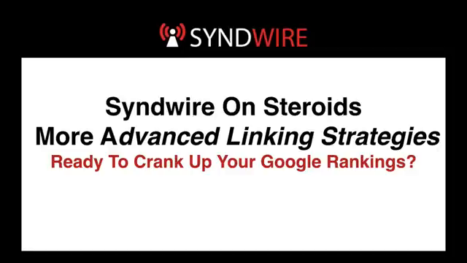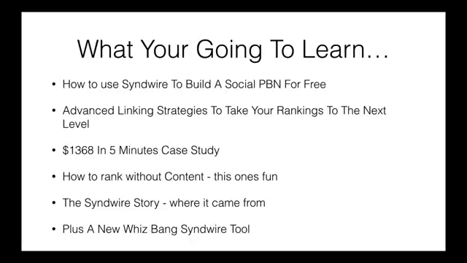So today specifically, what we're going to be talking about is how to use SendWire to build a social PBN for essentially free. Besides getting the account set up, it's essentially free. Some advanced linking strategies to take your rankings to the next level. We're going to be going through a case study that generated $1,368 in 5 minutes. Guys, this is no joke. This is an awesome little case study, and hopefully it should give you some good motivation. We're going to be showing you some real live examples about how to rank without content.